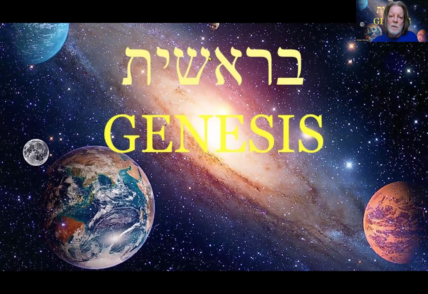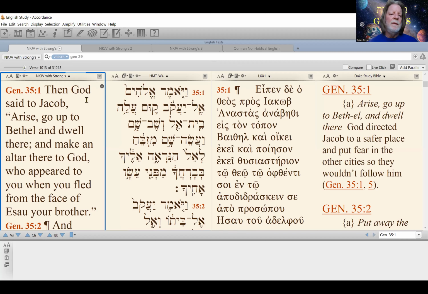And that will allow us to go ahead and begin our textual study. So here we go. Genesis 35, verse 1. Then Elohim said to Yaakov, arise and go up to Bethel and dwell there and make an altar there to God, who appeared to you when you fled from the face of Esau, your brother.